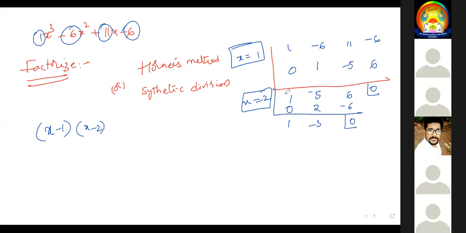Now we got 1 -5 6, and it will become 0. Now again I checked with 1, it is not satisfied, so I went for 2. 0 is compulsory. 1 2s are 2, -3, -3 2s are -6, remainder 0. And the last one is x -3.